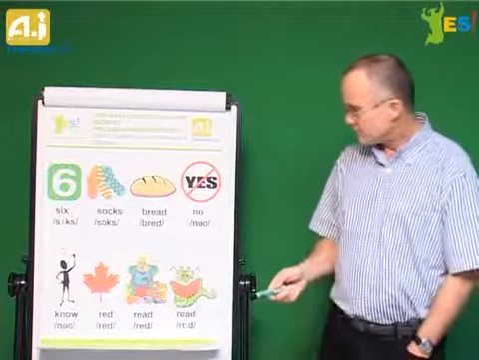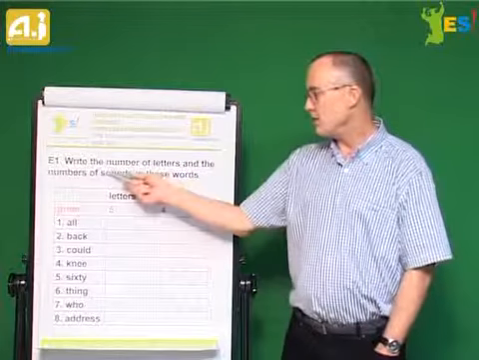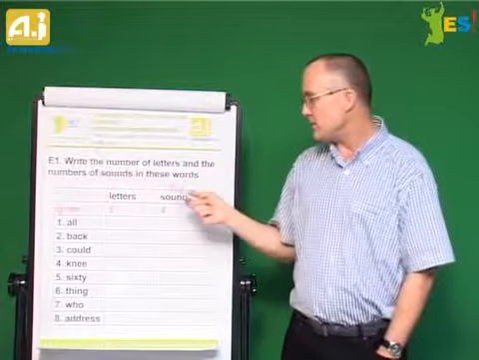So, let's do some exercises together, okay? Give you a chance to do some practice with spelling and pronunciation. And what is pronunciation? Well, pronunciation is the ability to make good sounds in English, right? Write the number of letters and the number of sounds in these words.